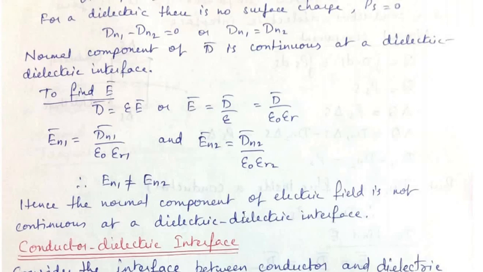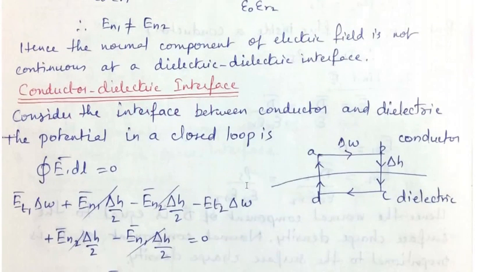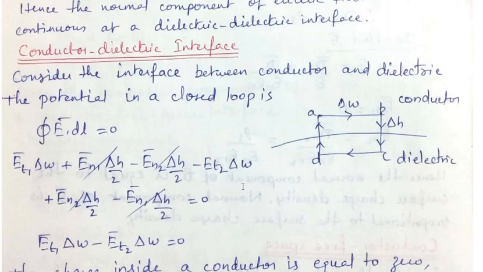So we need to solve the similar equations for conductor dielectric interface also. Here also we start with the same equation, closed integral E dot dl is equal to 0. Again consider the same path between both of these two materials. In the earlier case we have considered both dielectric materials, but now here media 1 is a conductor and media 2 is a dielectric.